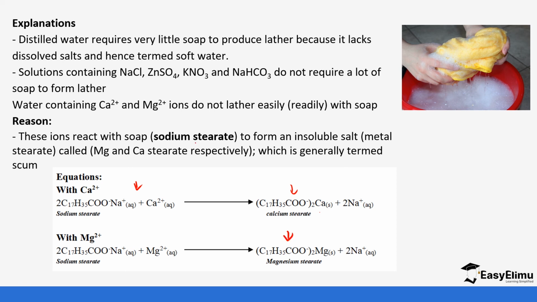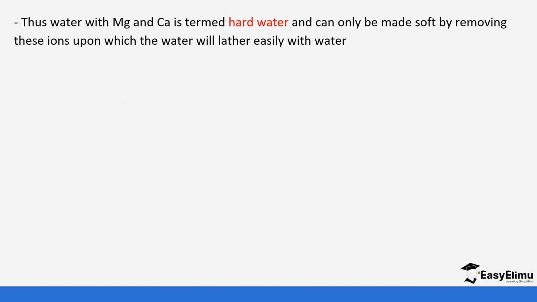So solutions containing calcium and magnesium, or water containing calcium and magnesium, tell us that it's not soft water. Water with magnesium and calcium ions is termed hard water and can only be made soft by removing these ions, upon which the water will lather easily. So if you have magnesium ions and calcium ions in water, you have hard water.